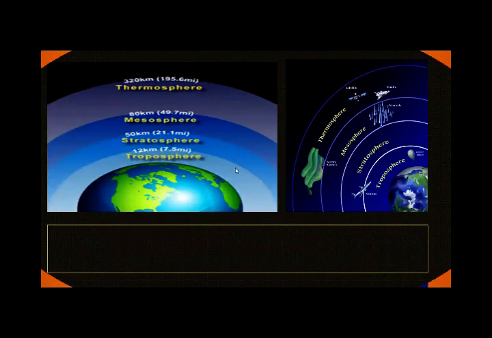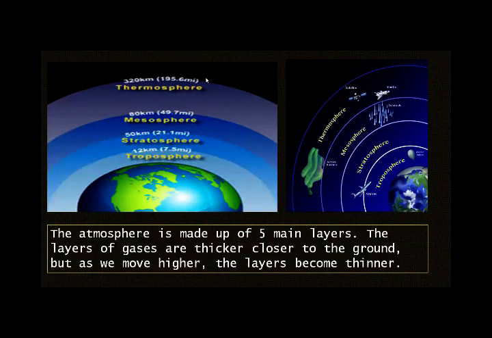So students, the atmosphere is made up of five main layers. The layers of gases are thicker closest to the ground, but as we move higher, the layers become thinner. These are the five main layers of the atmosphere.